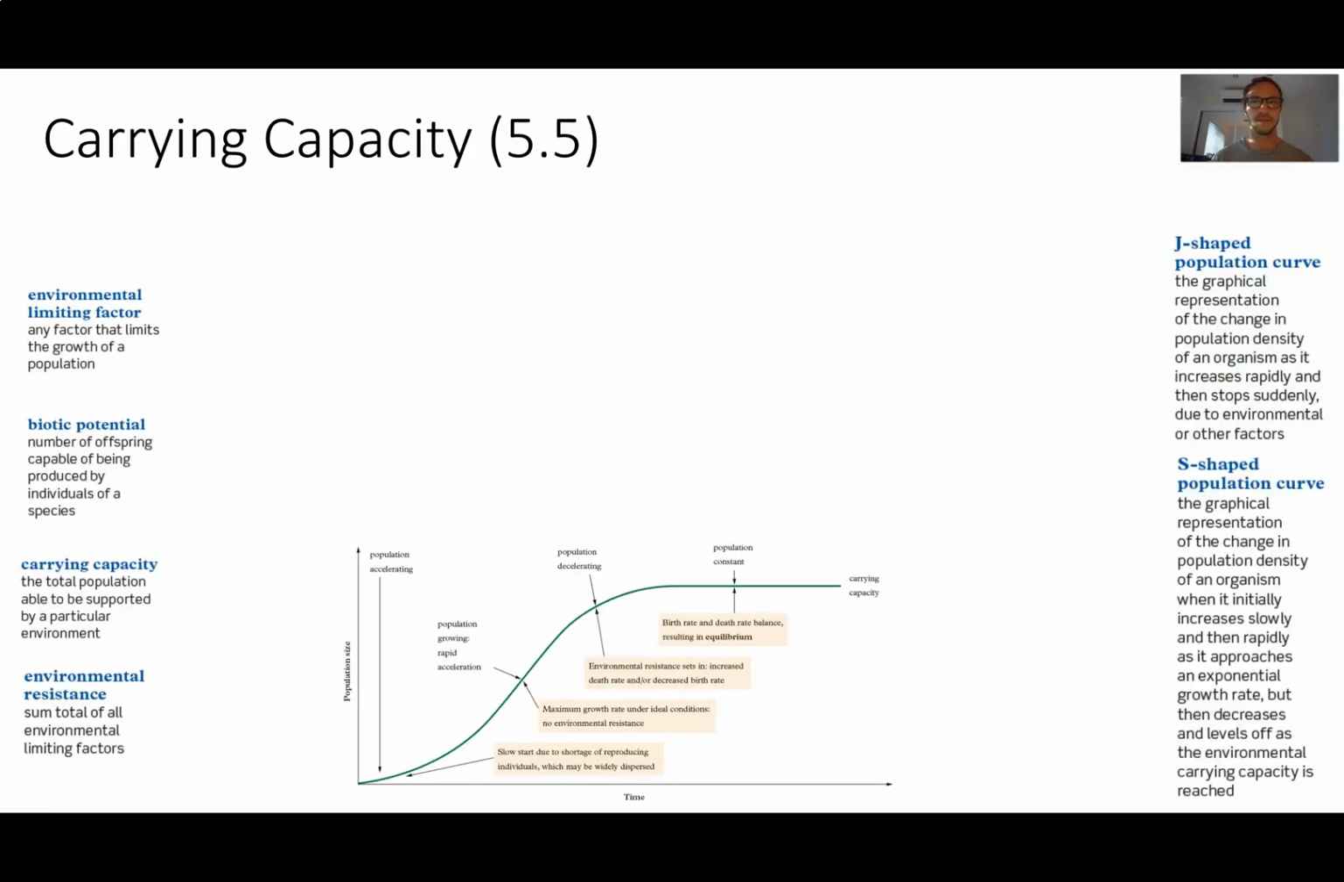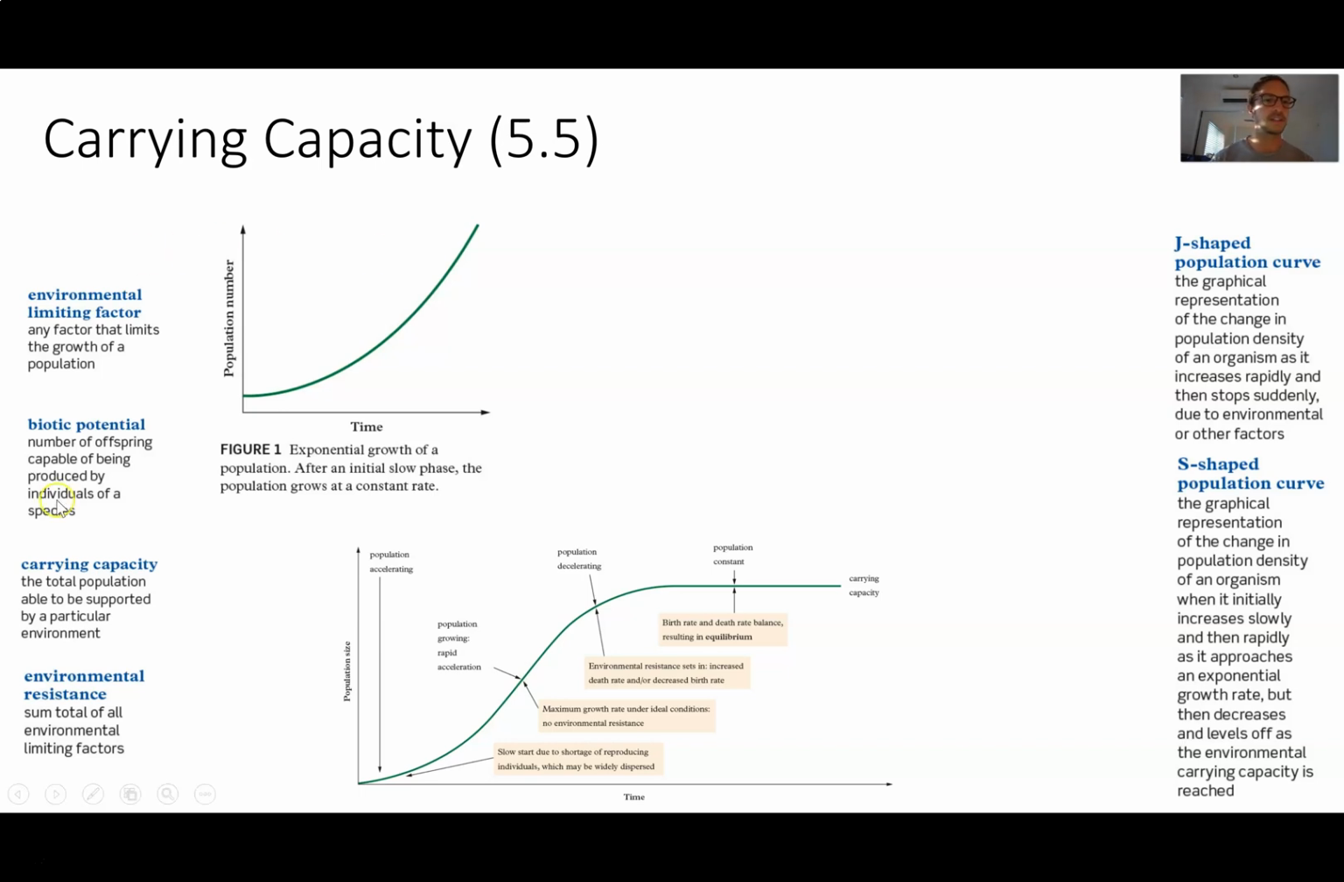So, 5.5 of the text. If a population does not have any limiting factors, it will increase steadily as resources will be plentiful and predators, parasites, and diseases will be few. As more mates become available, the rate of growth will increase a lot, what is called exponentially. This will occur until the species realizes what is called its full reproductive biotic potential, and this is defined as the number of offspring capable of being produced by individuals of a species.